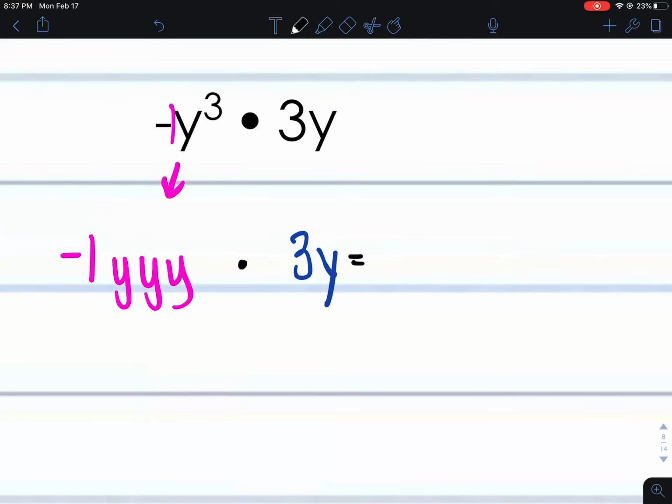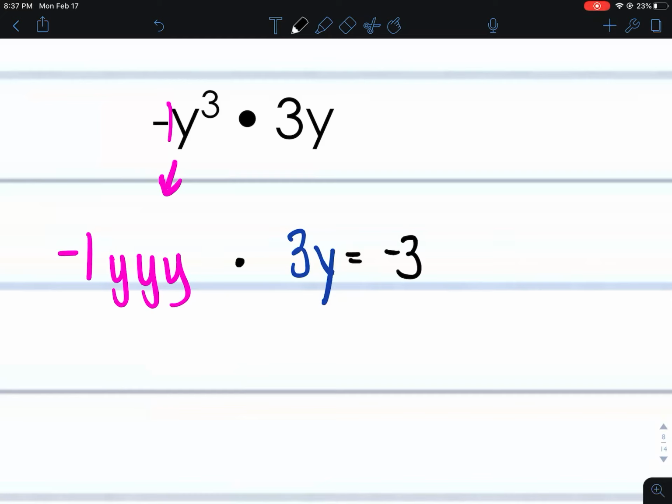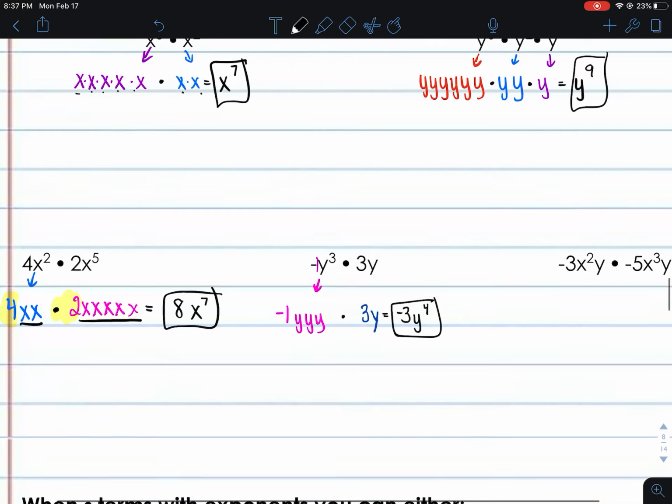There we go. So that's going to be -1 times 3, which is -3. And then y, there we go, to the 4th. Okay.